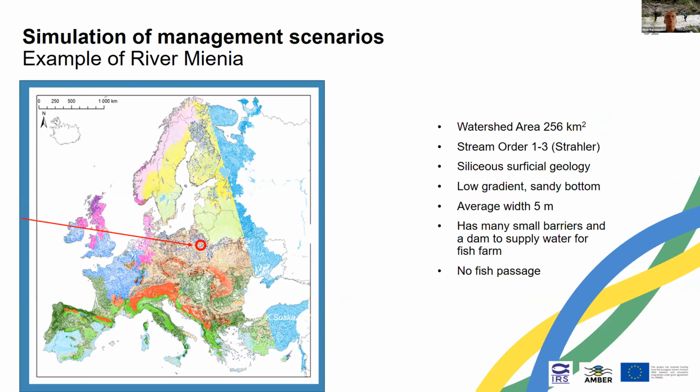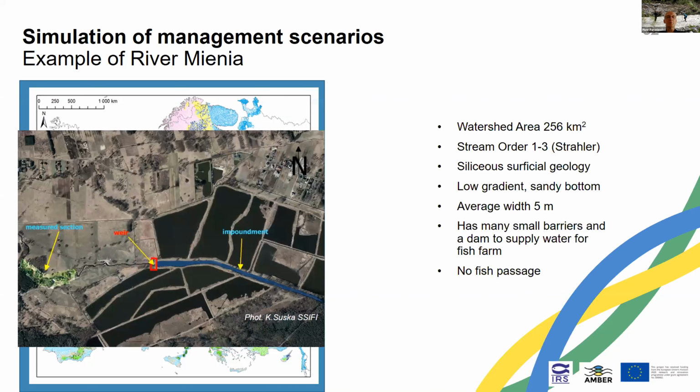And I will show you some of the results and what we could get out of this technique, what information we get when analyzing the dams, because how does it refer to dams? So here is a little tiny river, the Mienia, with a small watershed area, low gradient, and a lot of small barriers and not much of a fish pass.